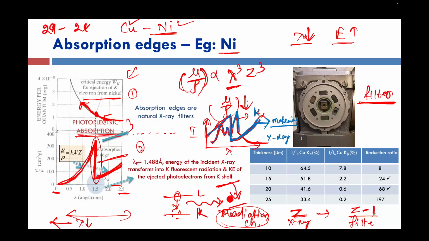And how are the filter materials chosen? Based on the concept of absorption edge. And this absorption edge is based on mass absorption coefficient. So these absorption edges are natural X-ray filters, and they help us get monochromatic rays as much as possible.